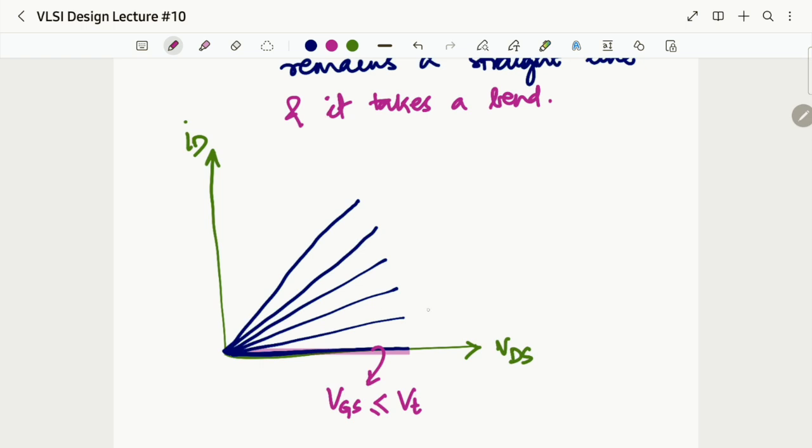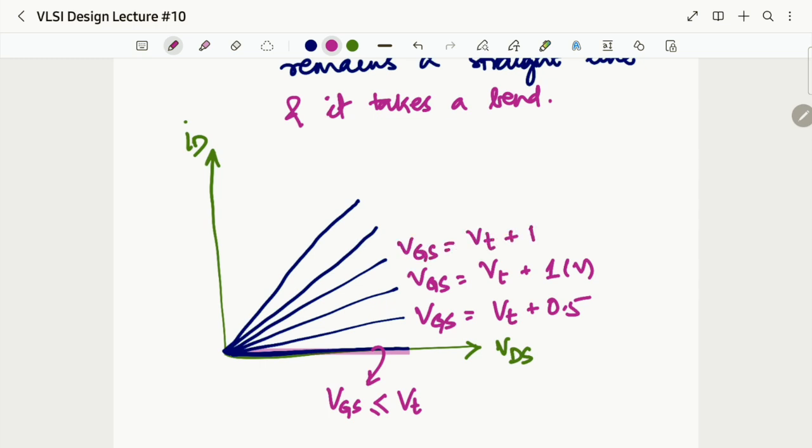Now, what is this first thing? Let's suppose VGS is VT plus 0.5. Let this be VGS equals VT plus 1 volt, and VGS equals VT plus 1.5, VGS equals VT plus 2, VGS equals VT plus 2.5 and so on and so forth. So this graph we had covered.